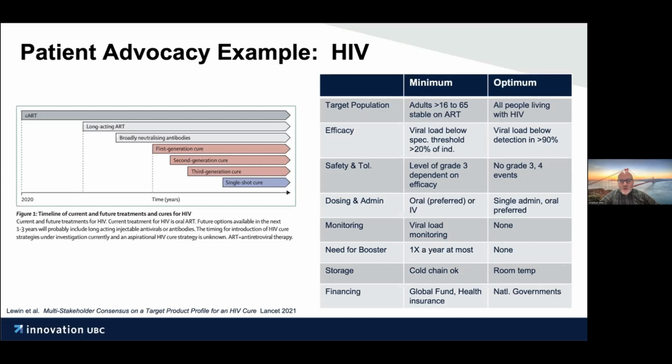Monitoring, if you have monitoring, it's more challenging. But if you don't need any monitoring, that's fantastic. Storage, room temp is super important for groups that are outside where they don't have cold chain storage. And I think we saw a lot of that with the storage of COVID vaccines. And then financing, the point is that national governments can afford to pay for these treatments, and so the price tag would be a bit lower than you would typically see in a sort of a US type therapeutic.